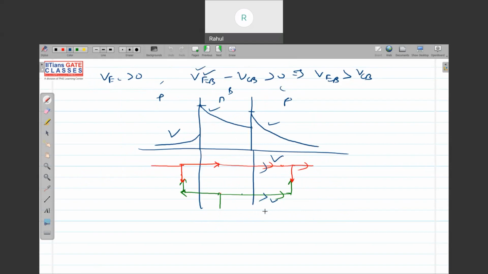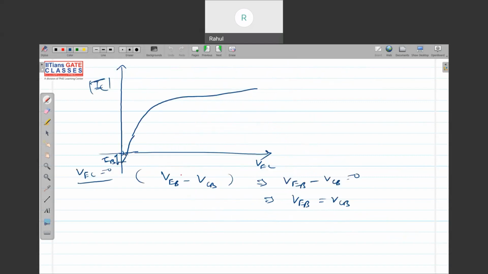A point will come where the current due to electrons will be equal to the current due to holes. Nothing but the number of holes. So when you go on increasing the VEC, what will happen? VCB will go on reducing, VEB will go on increasing. And a point will come, right, when the number of holes moving is equal to the number of electrons moving. So at this junction, what will happen? The current will be 0.